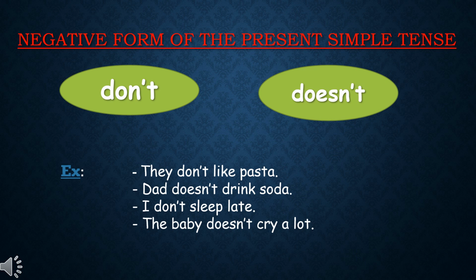Okay? So, as you can see in the examples we have, they don't like pasta. Dad doesn't drink soda. As you can see here, when we use doesn't, we remove the S, or we cross the S. Doesn't eats the S. I don't sleep late. The baby doesn't cry a lot.